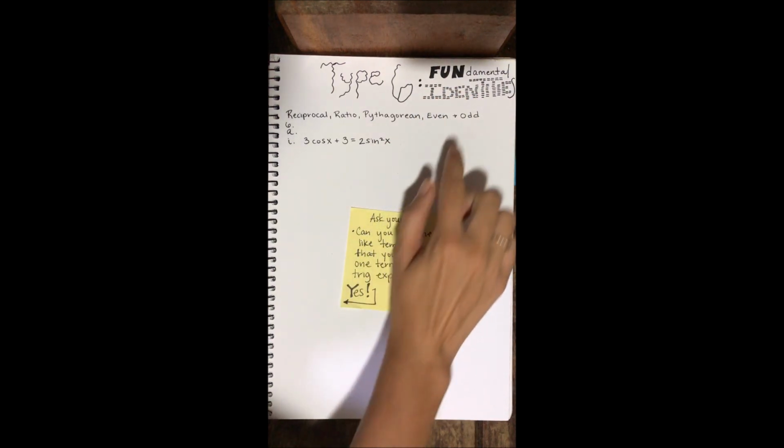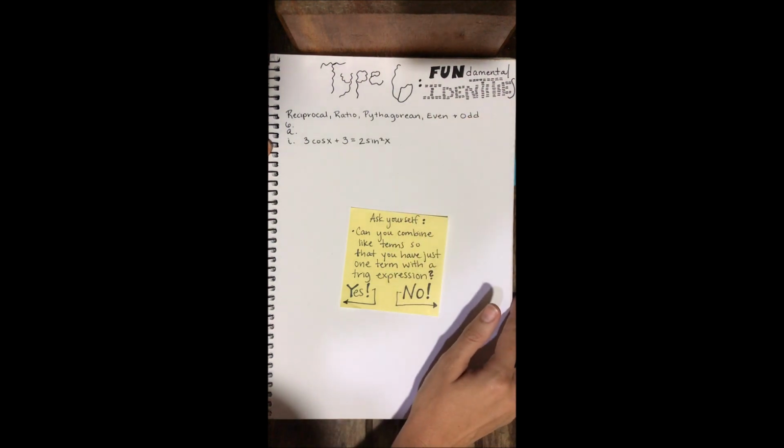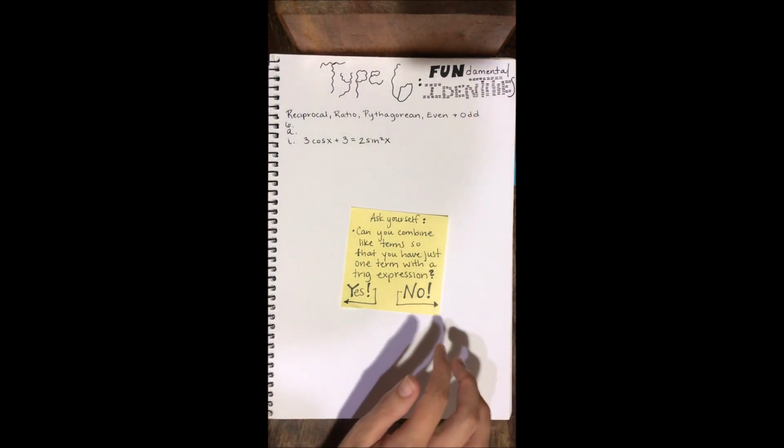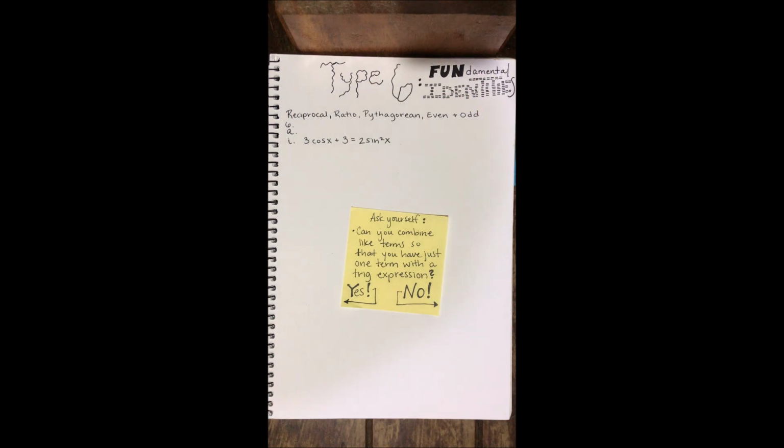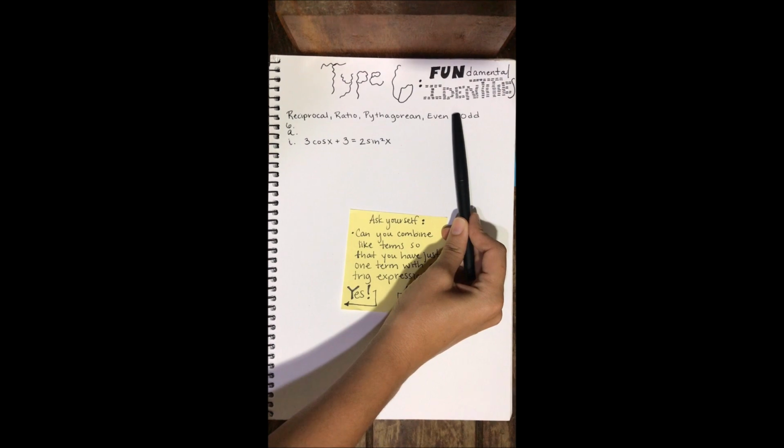Type 6, using the fundamental identities. Notice that I very creatively made identities full of equal signs. That's because an identity is where equality is true for all values of x. There's not just one unique x. It's no matter what the x is, we have equality. Oh, sorry about that wiggle.